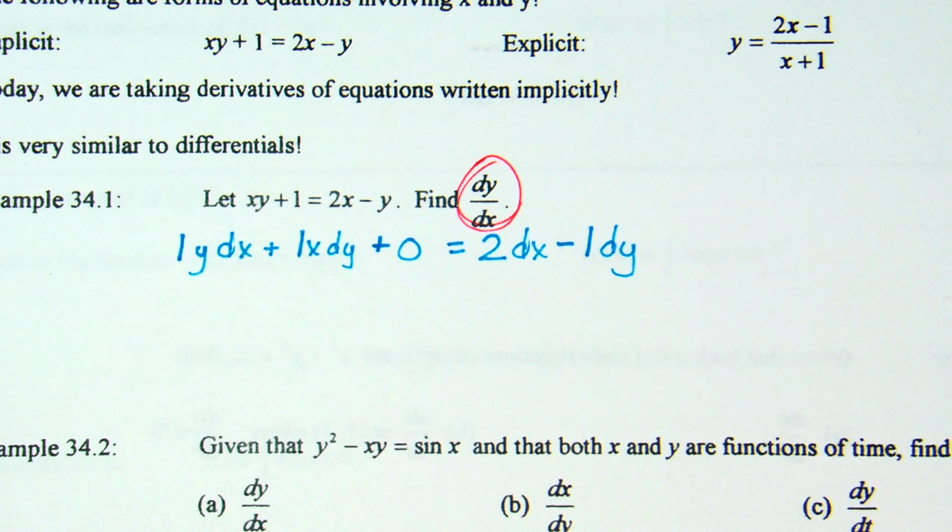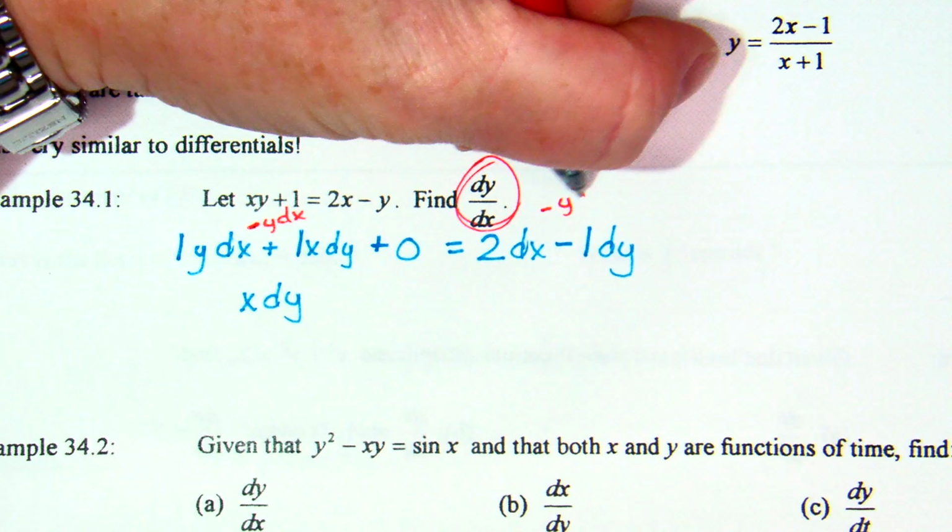So like on this first one, 1x dy is going to stay on the left, yes, because that's a dy term. You guys okay if I write x dy? What has to happen with the 1y dx here? Subtract it over to the other side. So I'm going to subtract y dx to the other side.